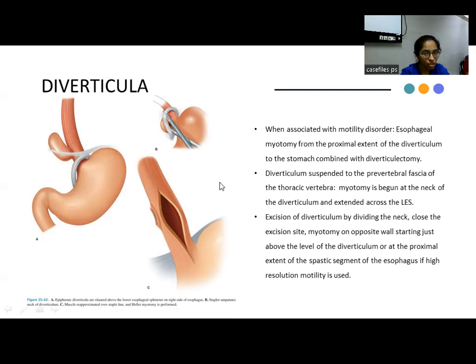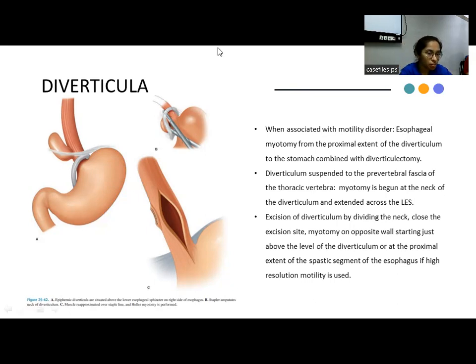When these diverticula are associated with a motility disorder, an esophageal myotomy from the proximal extent of the diverticulum to the stomach has to be combined with the diverticulectomy. And if this diverticulum is suspended to the prevertebral fascia of the thoracic vertebra, a myotomy is begun at the neck of the diverticulum, and it has to be extended below the level of the lower esophageal sphincter. The excision of the diverticulum by dividing the neck has to be accompanied with the closure of the excision site. Along with that, the myotomy has to be performed on the opposite wall, starting at the level of the diverticulum at the proximal extent, and it has to be extended till the lower esophageal sphincter.